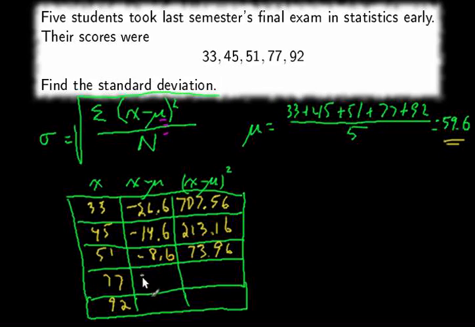59.6, and we get 17.4, which squared, 17.4 times 17.4, is 302.76. And finally, 92 minus 59.6 is 32.4 squared, somewhere around 1,000. Looks like it's going to be 1049.76. And now we go back to the formula.